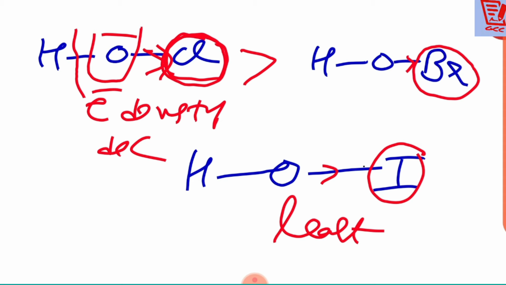It is due to the reason that Cl is maximum electronegative, iodine is least electronegative. So Cl has the maximum tendency to attract the electron towards itself from the oxygen. And due to that, when it pulls the electron from the oxygen, the O-H bond becomes weak, and the release of hydrogen becomes easy. That is why HOCl has the maximum acidic strength and HOI has the least acidic strength. Is that clear?